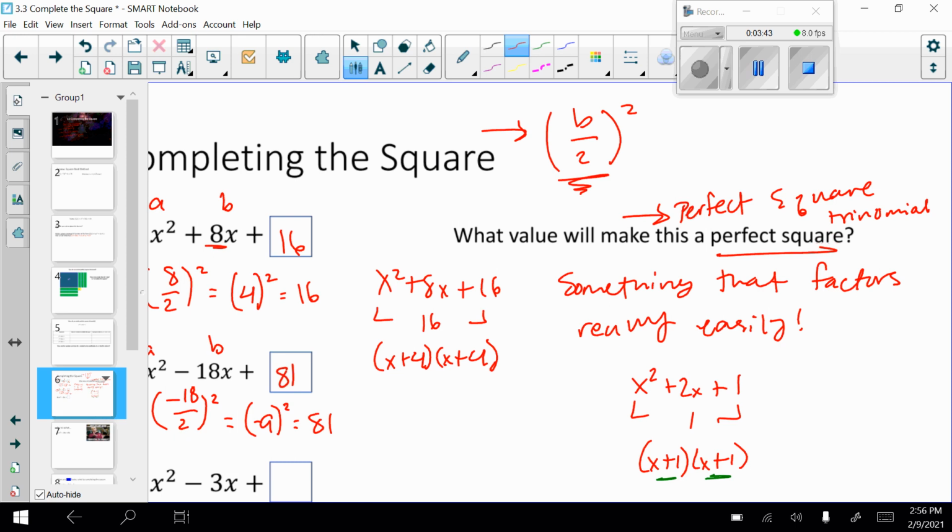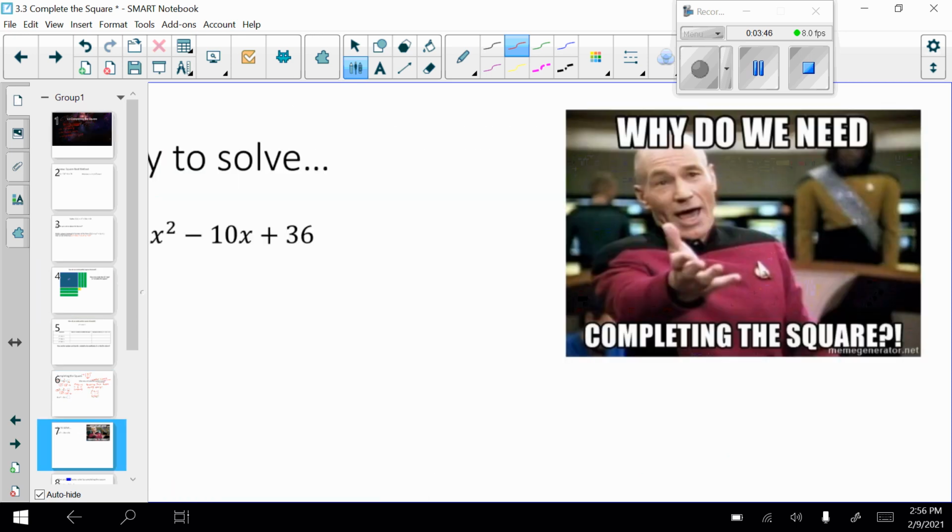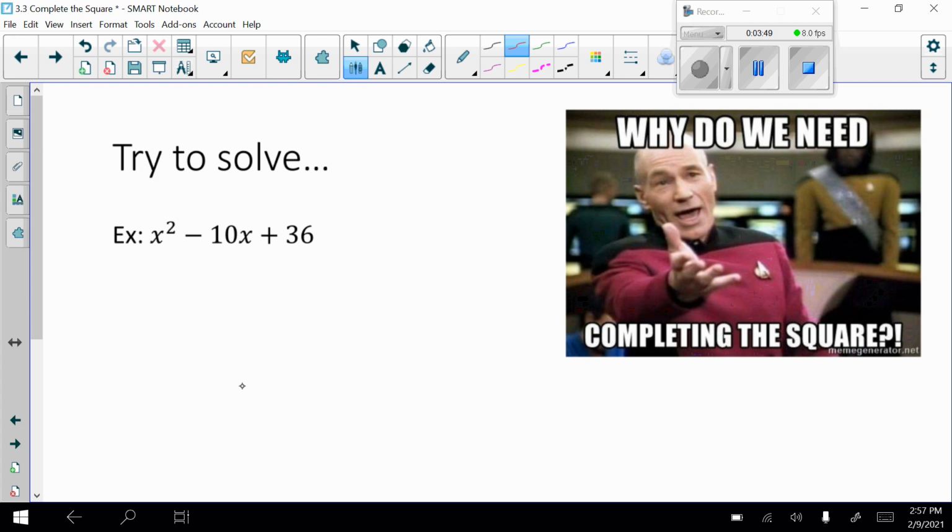So let me show you how we're actually going to use this to solve a quadratic. Why do we need this? How is it going to be helpful for us? Let's say that we're trying to solve this equation, x squared minus 10x plus 36. Remember, so far we know how to factor, and we know how to solve using square roots. Those are the two methods that we have so far. If you try to factor this, you would need two numbers that multiply to 36 and add to negative 10, and you would quickly find out that you can't do that. So factoring is not going to work for us. This is not factorable. Try to solve using square roots.